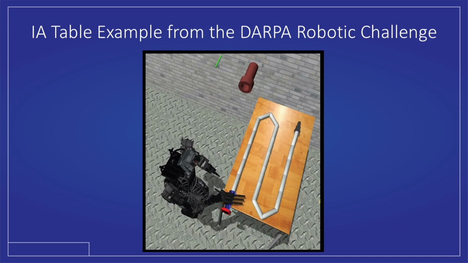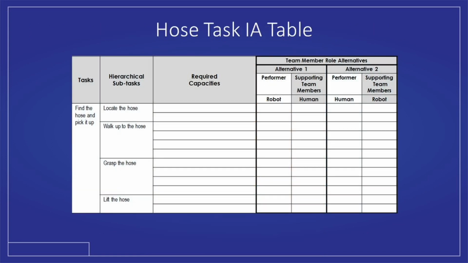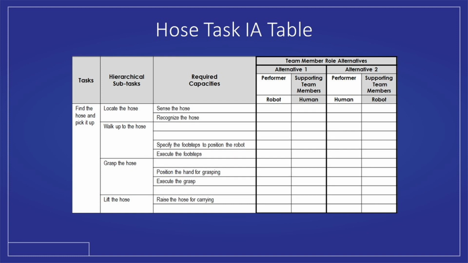So let's start by modeling the joint work. The basic task description is to find the hose and pick it up. This can be broken down into locating the hose, walking up to the hose, grasping the hose, and lifting the hose. Pretty simple. This could be broken down even further by sensing the hose and recognizing that it's the hose that we want, specifying the footsteps to position the robot and executing those footsteps, positioning the hand for grasping and executing the grasp, and raising the hose for carrying.